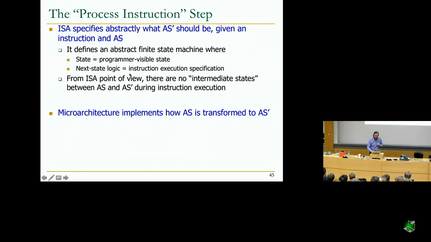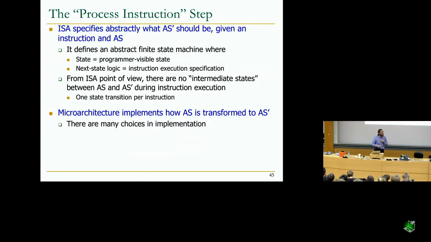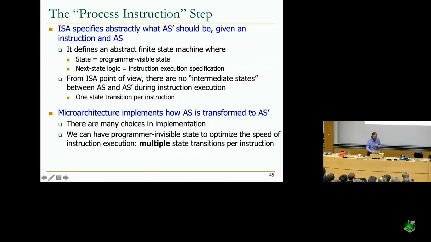From the ISA point of view, there are no intermediate states between architectural state and architectural state prime during instruction execution. And that's the von Neumann model, again. There's one state transition per instruction. You go from architectural state to architectural state prime. And what you do in between, there are no states that are visible to the programmer. Microarchitecture, on the other hand, implements how AS is transformed to AS prime. There are many choices, as we've discussed.